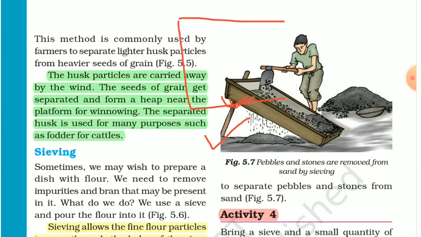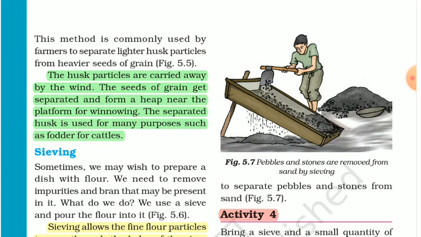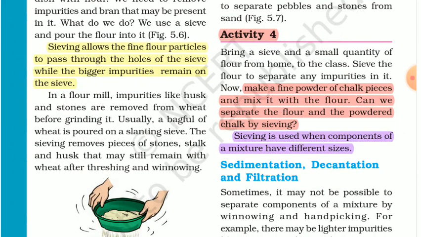The sieve has this type of structure, right? And the sieve will do what? It will let the smaller and fine particles of the flour or the sand pass through, and will remove the larger particles from them by not allowing them to move through. Okay, so this process is known as what? Sieving.